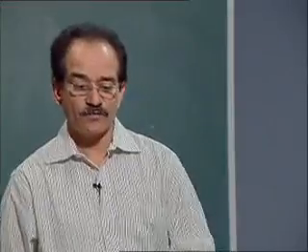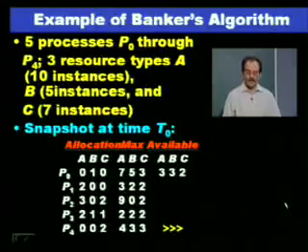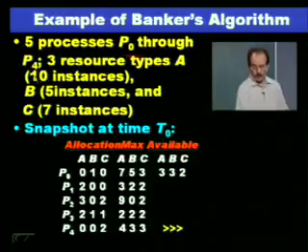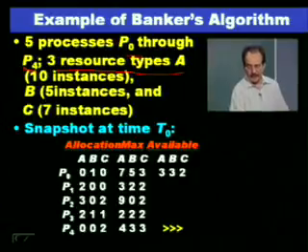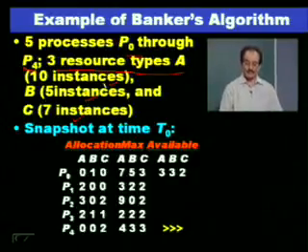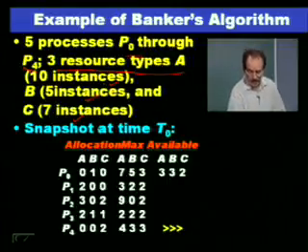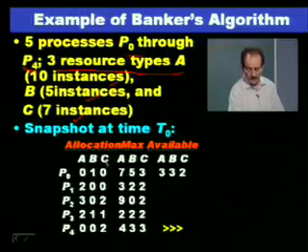So, this is an example of the Banker's algorithm. Let us say there are 5 processes, P0 through P4, and 3 resource types: A has 10 instances, B has 5 instances, and C has 7 instances.